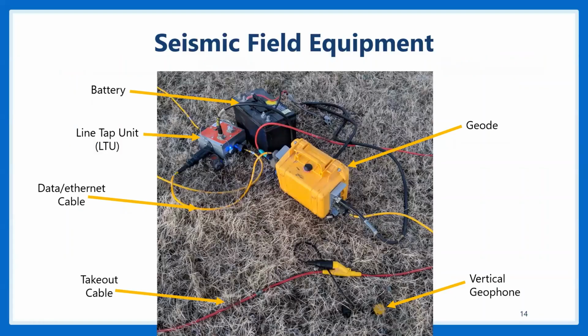So here's the equipment that I used. This picture is not from the lab experiment. It's from the fieldwork component that we'll get into later. But if you're unfamiliar for any reason, you've got a geode, which is essentially your seismograph. You've got a battery to power the geode. You got to have your geophones, which is this little yellow thing here. And the geophones all connect to what's called a takeout cable, which is this red cable, which then talks to the geode itself.